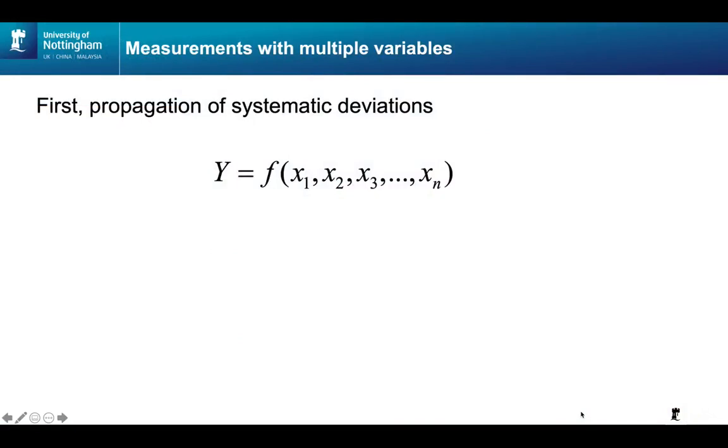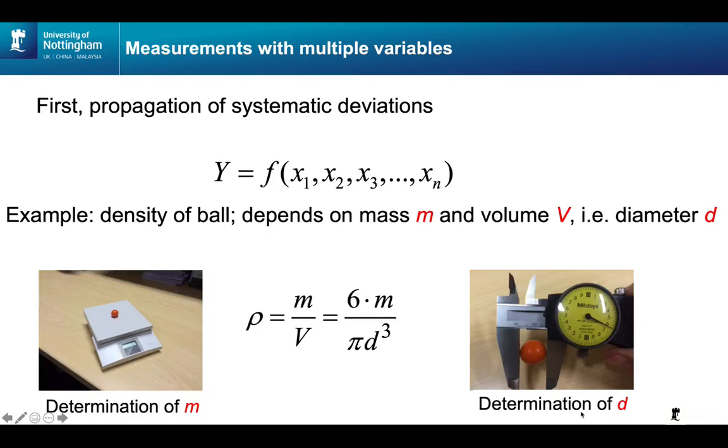So first of all, we have to propagate the systematic effects. Our model equation basically is y is some function of the various variables. So let's do an example. The density of the ball, which we talked about in the last lecture, depends on the mass and the volume, and of course the volume is related to the diameter. So our model equation: rho equals mass over volume equals 6 times the mass over pi d cubed. Hopefully you can all see where we get that.